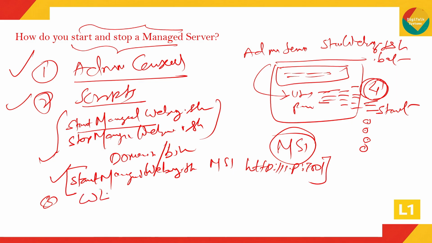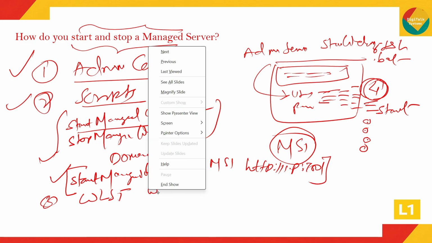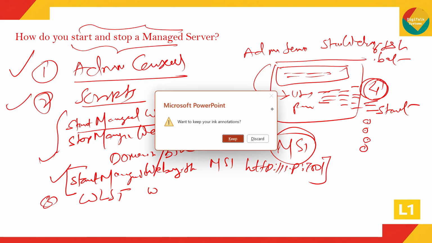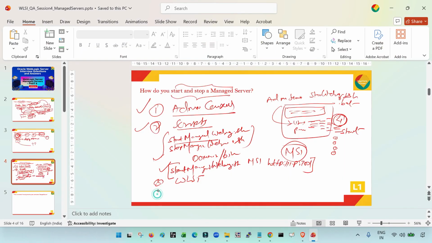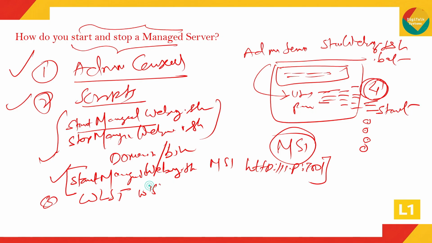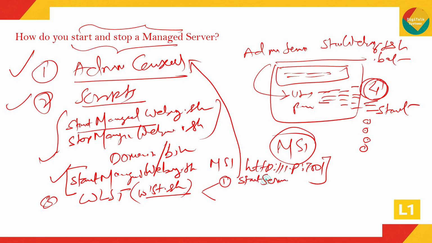Third, you can start with the help of WLST as well. You can connect to WLST with the help of the wlst.sh command. Once connected, we have two ways here. The first way, you can start directly by connecting to the admin server. For that you can use startServer and then the name of your server. When you use the startServer command, it will connect to the admin server and start your managed server. Second way, you can start using the node manager as well.